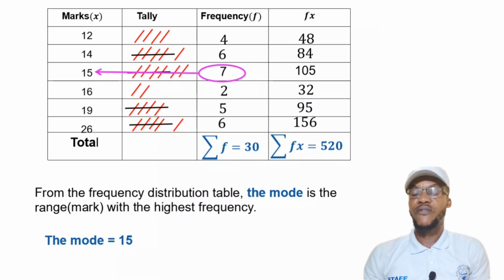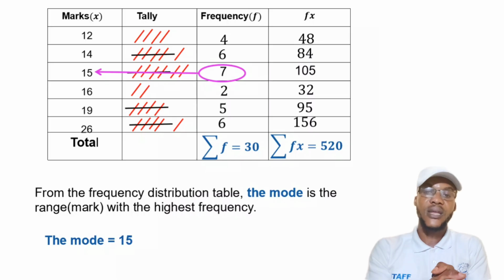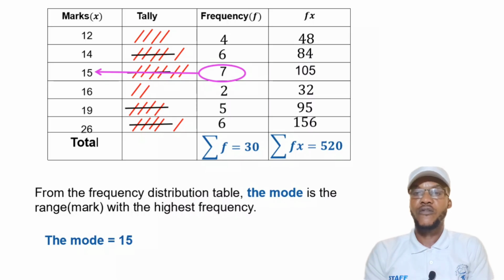When we tell them the mode is the mark or the range with the highest frequency, they realize that 7 is higher, then they choose 7 as the answer. Please, you are not choosing from the frequency. The frequency is only helping us to know the right answer. So our answer is gotten from the marks, not the frequency. So take note of that. All right, that is great.